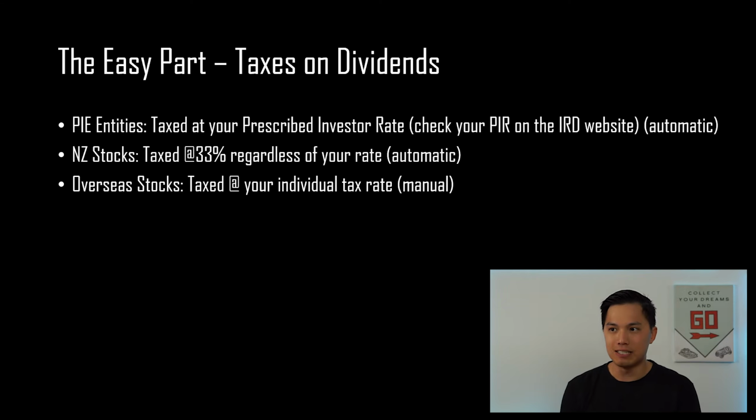In terms of overseas stocks that pay a dividend, these dividends are taxed at your individual tax rate back in New Zealand. So if you have a personal income tax rate of 33%, then your dividends will be taxed at 33%. And this is done manually, so you will need to add the amounts that you received from these companies into your tax return yourself.